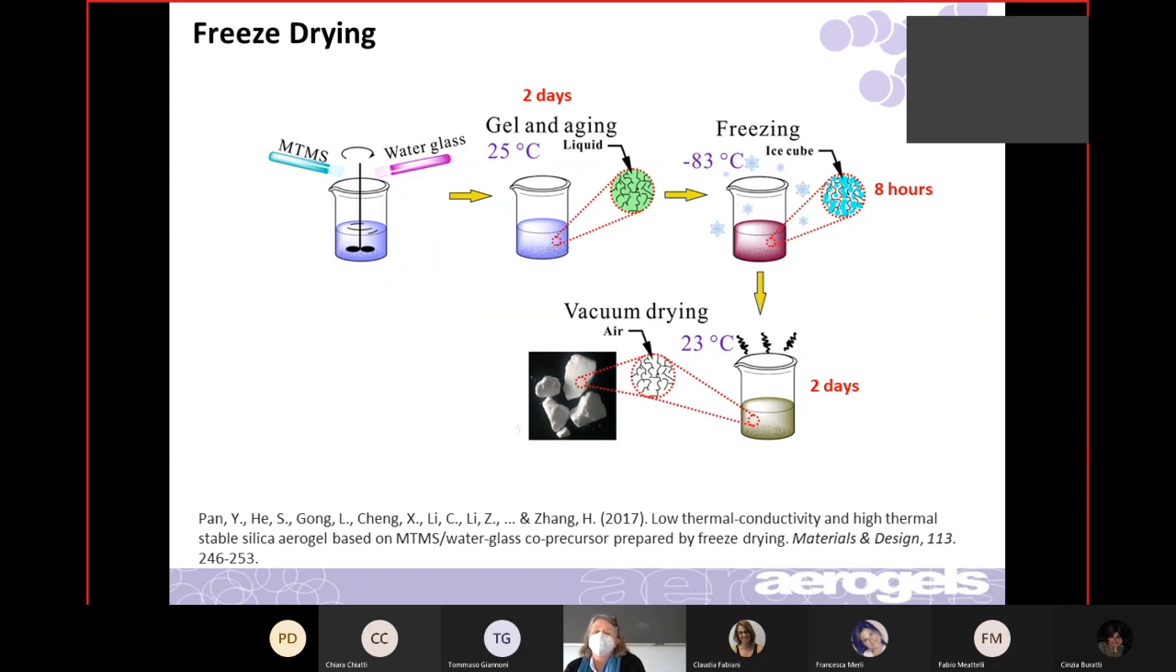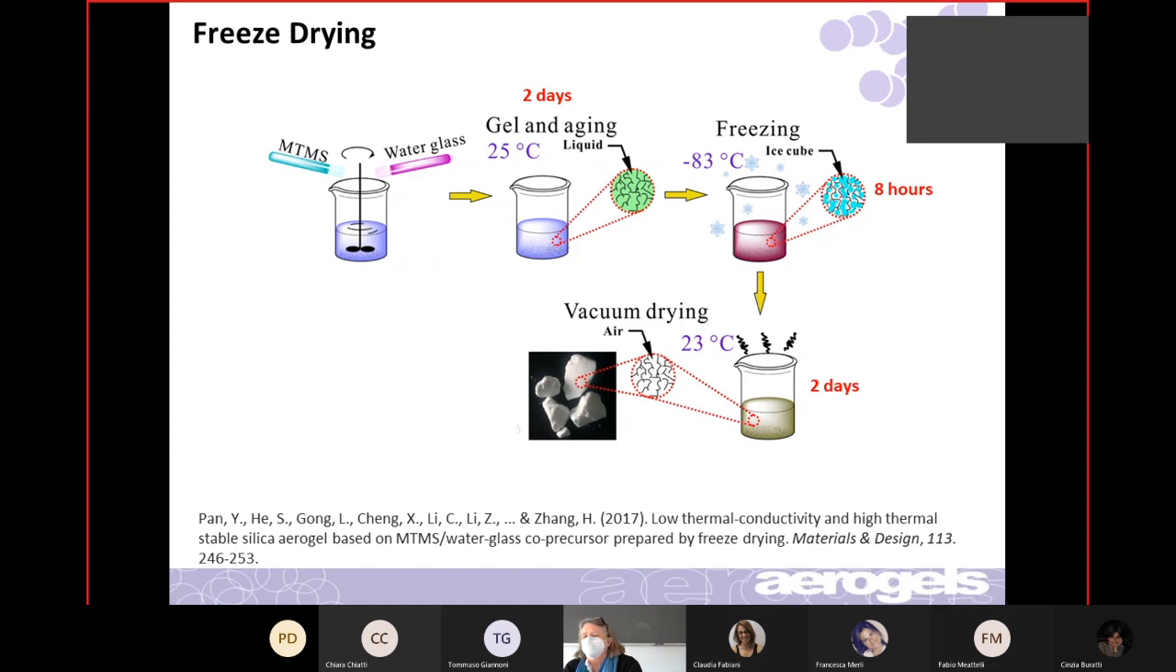They started with, their precursor system was the MTMS. Water glass is another precursor that marries. I'll be honest, I don't know to what degree the MTMS is important, but maybe it is. But what they do is, again, two days of gelling and aging. So they mix it, it gels, and then they let it strengthen a little bit by aging.